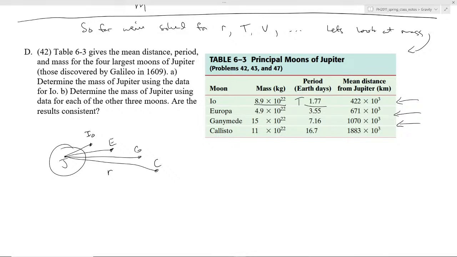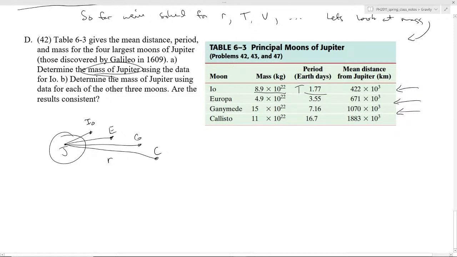Let me read you the question. It says table 6.3 gives the mean distance, period, and mass for the 4 largest moons of Jupiter. Determine the mass of Jupiter using the data for Io, and then determine the mass of Jupiter using data for each of the other 3 moons. If we were in class, we could break this up and have everybody try a different moon. But let's set this up, and then we'll talk about it a little bit. So where do we start?